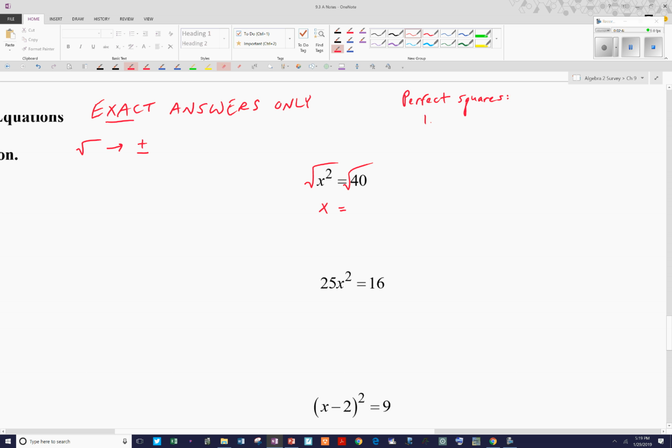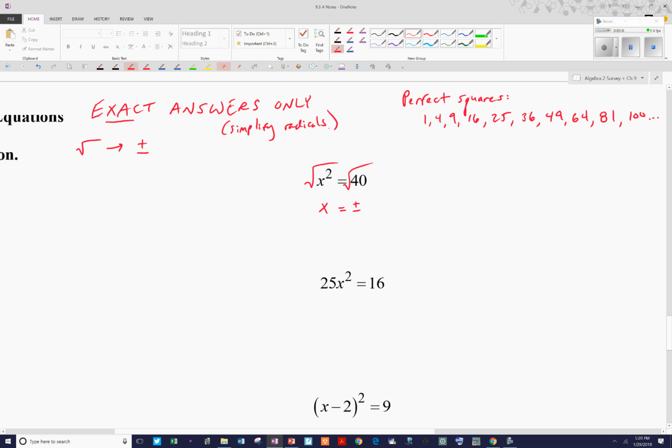Perfect squares are numbers like 1, 4, 9, 16, 25, 36. I'm just going to go up to 100 here. Let's see, here we've got 1 squared, 2, 3, 4, 5, 6, 7, 8, 9, 10. Those are the first 10 perfect squares, and obviously that goes on forever. 40 is not in that list, so we're not going to get an answer right away here. What we need to do is simplify the square root of 40. So when we say exact answers only, that means we need to simplify our radicals.